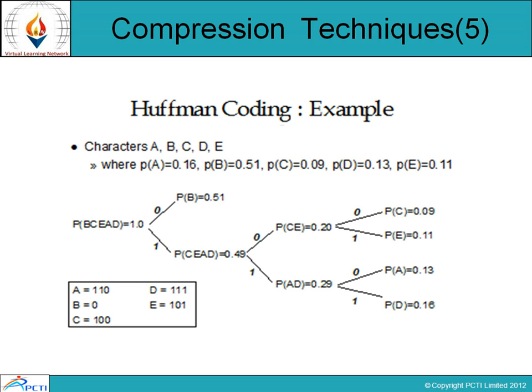And then after we reached 0.49, which is nearly B, like B's probability is 0.51, and then we combined both of them and raised 1. And when we finished all this, we get a code related to every character, like for A we have 110, for B it is just 0.